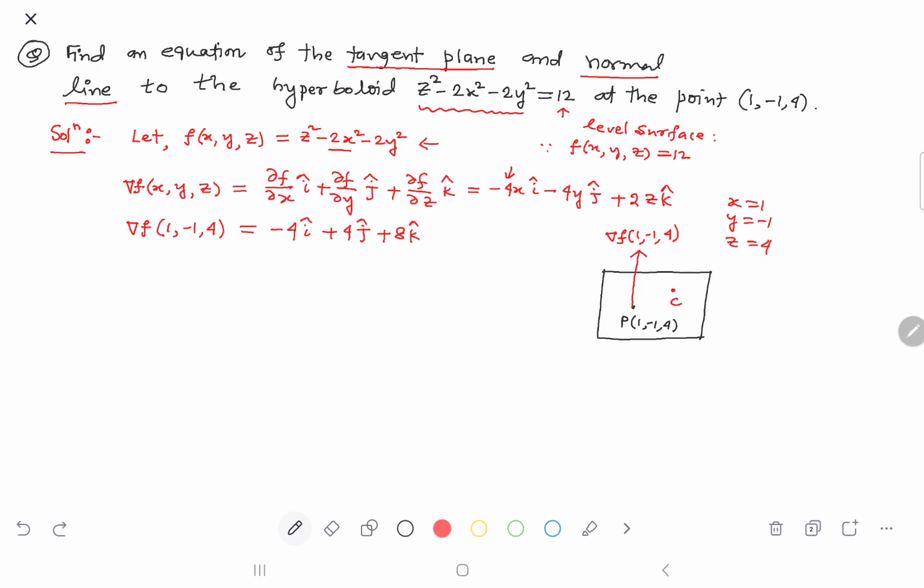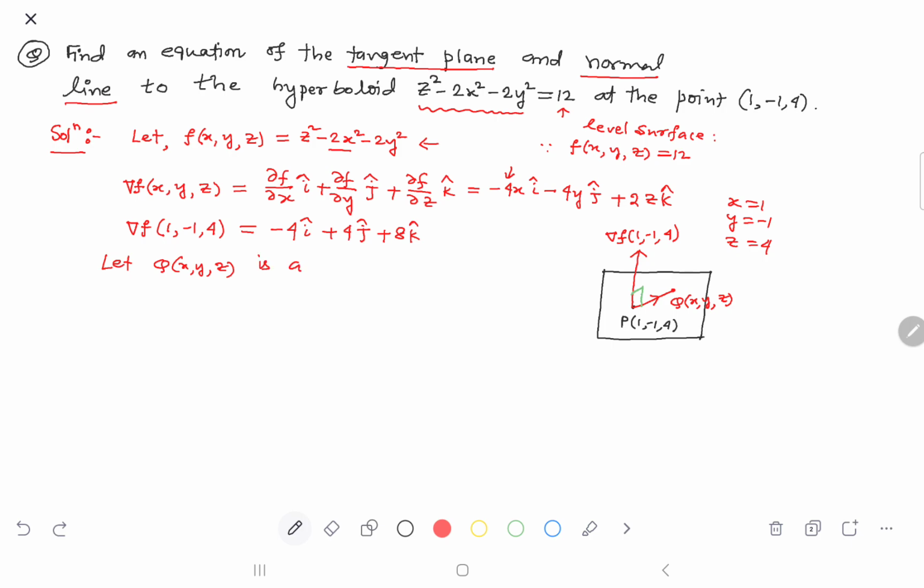Right. Now how do we do this? Take another point Q on the tangent plane, any point. Then the vector PQ is perpendicular to the gradient vector at this point. Therefore the dot product will be 0. And this is true for any point Q on the plane. If the point Q is outside the plane, then this logic does not work, right? So this will give you the equation of the tangent plane.